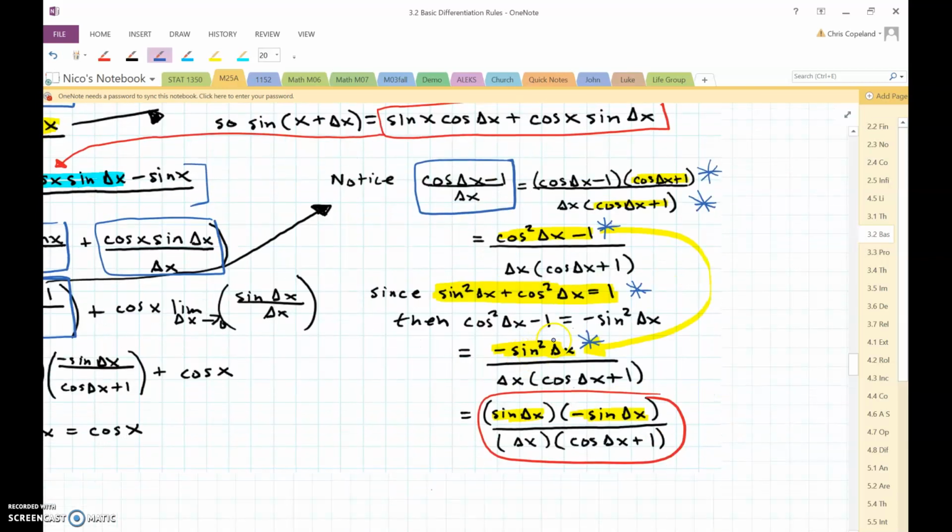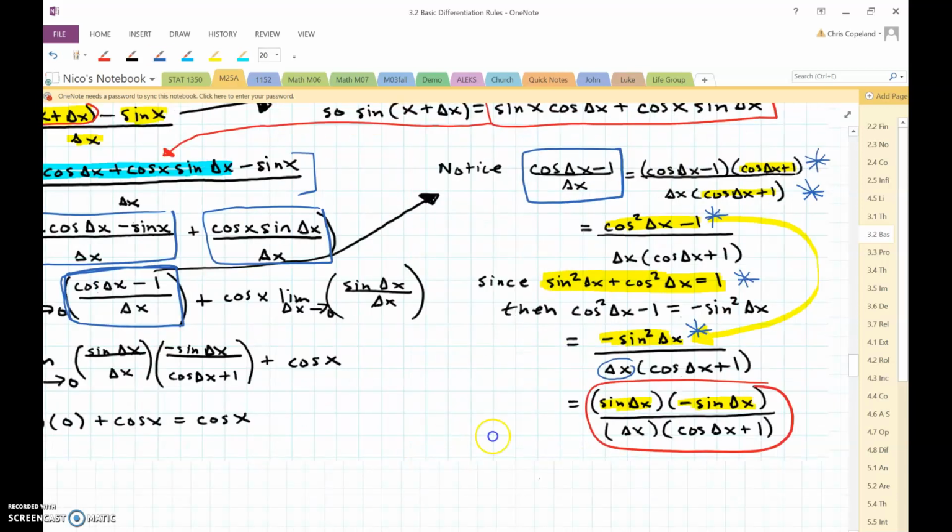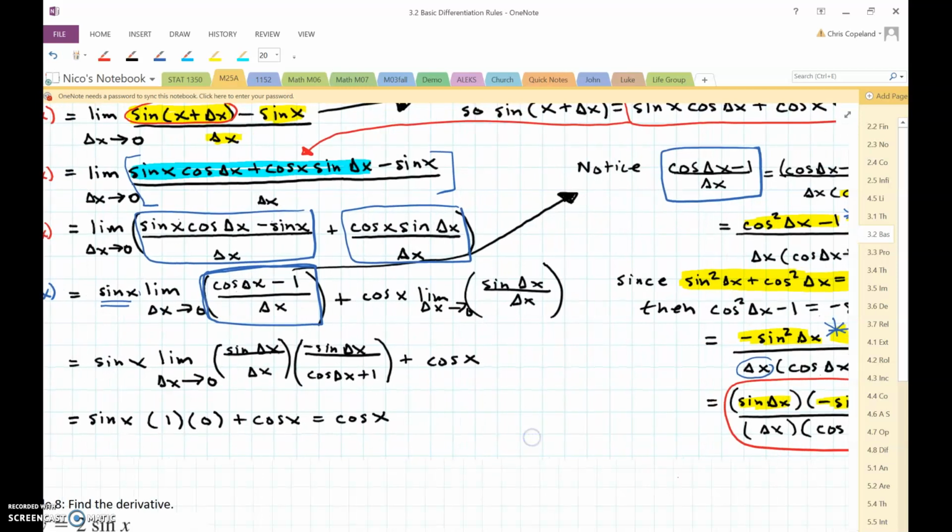And then I'm going to break apart this negative sine squared delta x as sine delta x times negative sine delta x, all over delta x and cosine delta x plus 1. So I'm going to take that, this is going to go right here. And now I can evaluate the limit.